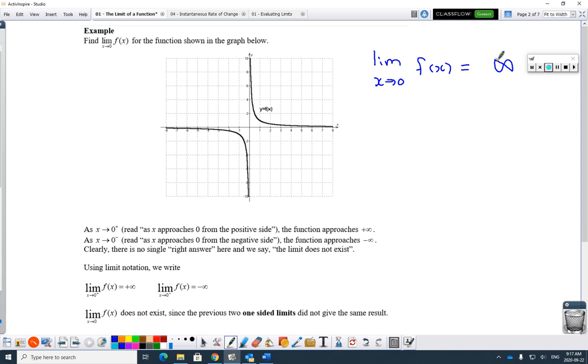Now, I've got to be a little careful here because that was from the right side. Now I'm going to do something else underneath. I'm going to go, well, what if I come from the left side?